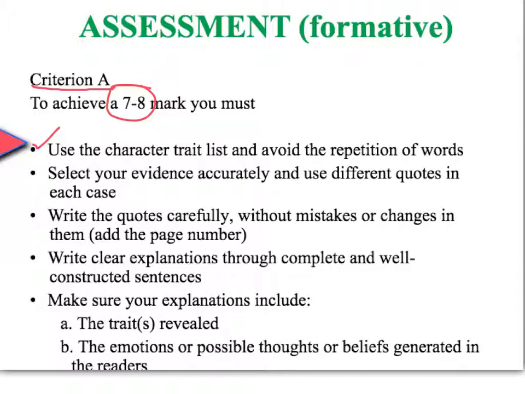You have more than enough words in order to refer to a character, and as I showed you in the example, the idea is to provide as many words as possible, as many character traits as possible. I would say a minimum of 3 per character. Then you must make sure that you select your evidence accurately and use different quotes in each case. I don't want you to repeat a quote and take it as an example of different characterization techniques.